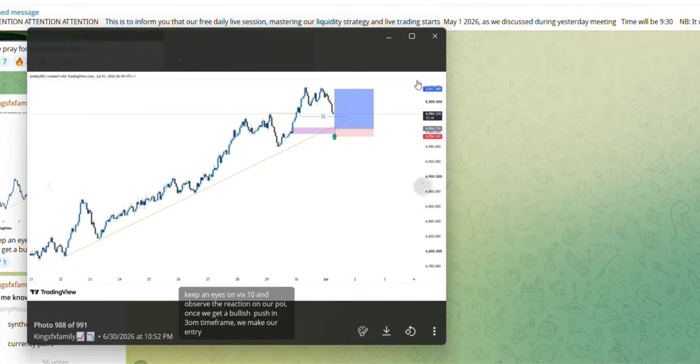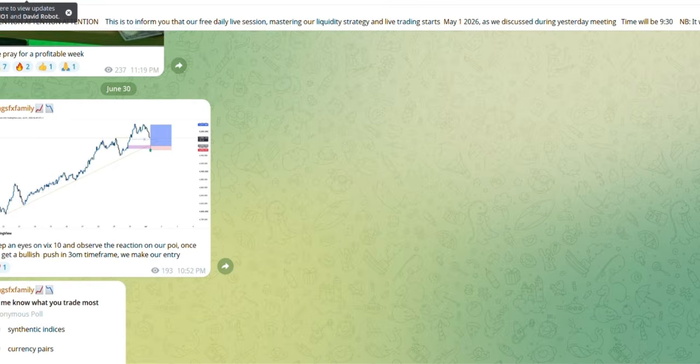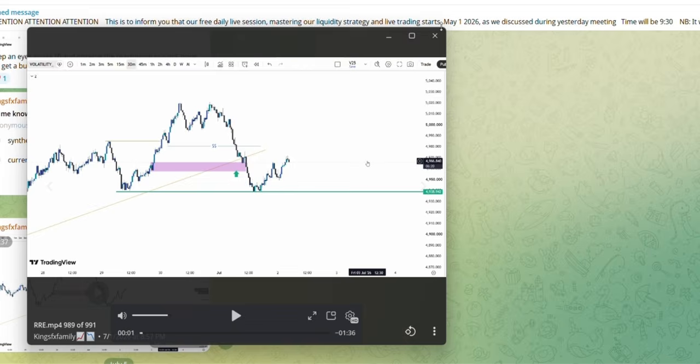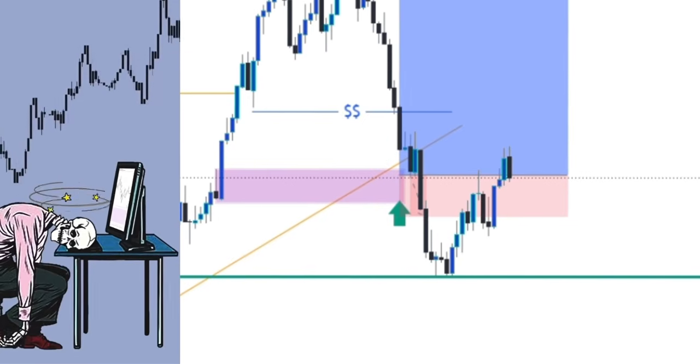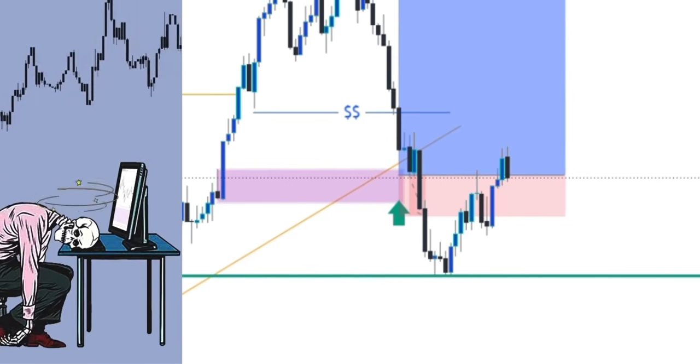This is exactly what happened to the signal I dropped in my Telegram group yesterday. You can see it actually looked like we have hit our stop loss, but the truth is we did not hit our stop loss.